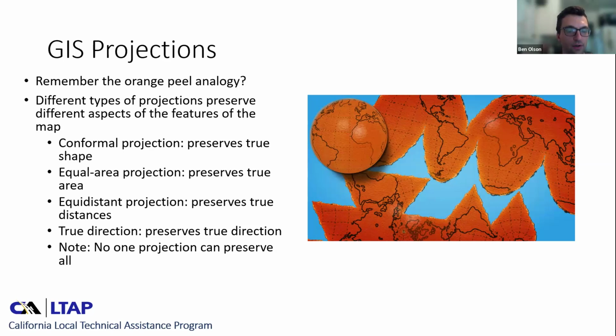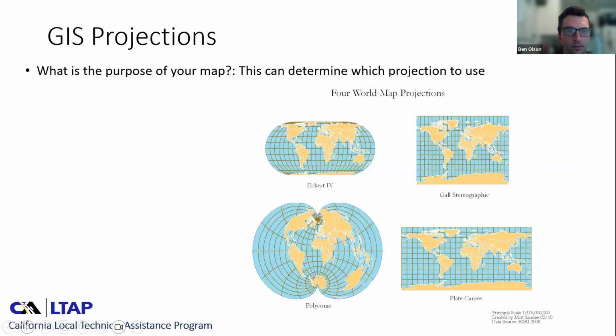You can also preserve the distance between features, and then the true direction, like north, south, east, west. And so there's shape, area, distance, and direction, and no one projection can preserve all of these. So it's definitely an idea of trade-offs. Like what are you most interested in on your map, and what can you sacrifice a little bit? So ask yourself, what's the purpose of your map? This can help determine what projection you want to use.